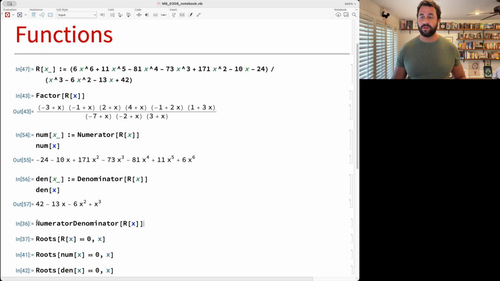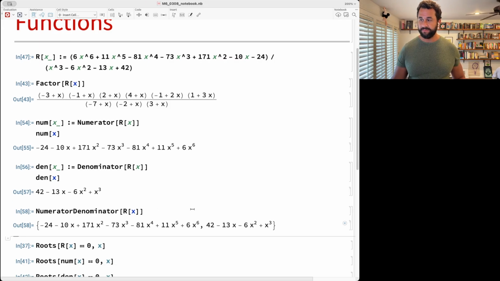This one, notice I didn't actually define it as its own function. So here, this one should be fine. This will give you a two-element list of the numerator and the denominator right here. And that's it. Again, Mathematica will automatically cancel any common factors, so this may end up being in reduced form. That's maybe one of the downsides to using this command. Sometimes you really do want to pick these out separately if you want to look for things like holes.